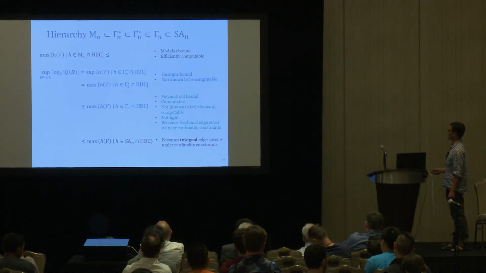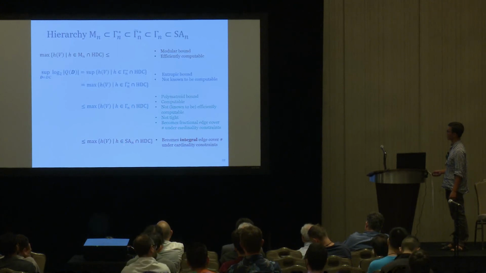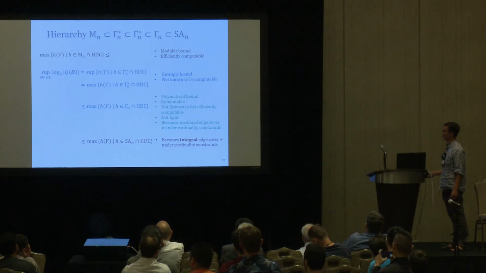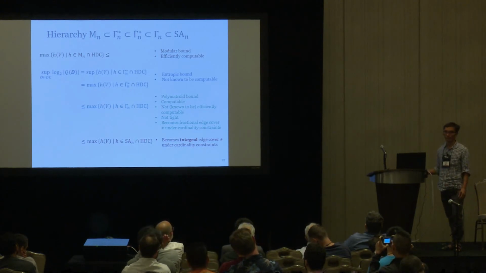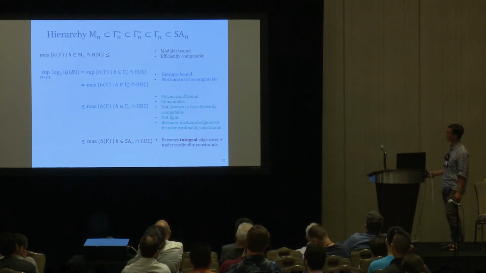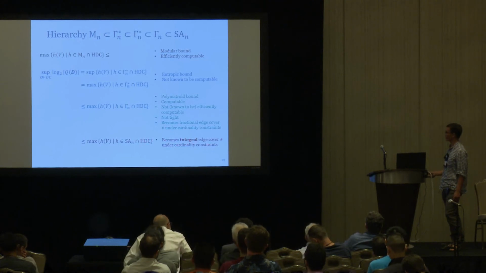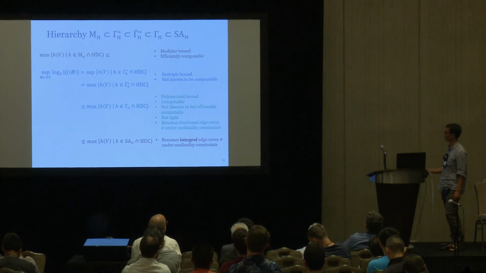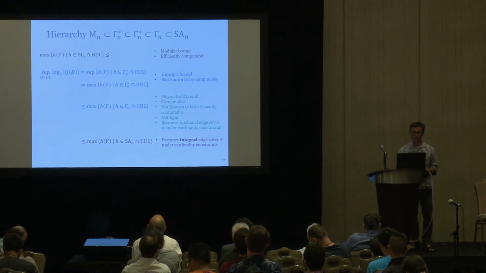And the other kind of interesting thing is that if you relax this even further to subadditive functions, you will get something called the integral edge cover number under cardinality constraints. So this gives a very clear explanation of where the integral thing comes from and where the fractional edge cover numbers come from. It's basically coming from a hierarchy of relaxations of entropic functions. Okay?